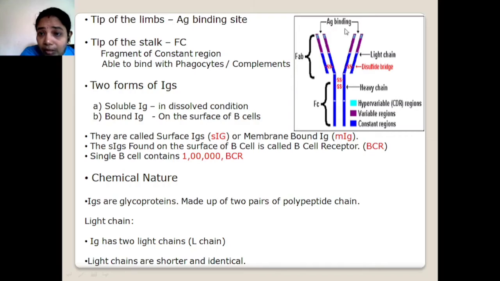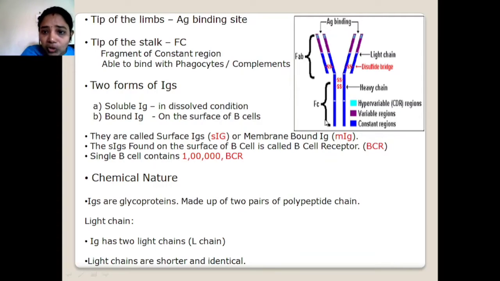The foremost end of the immunoglobulin is the hypervariable region, which can change according to the molecules of the antigen. Then the next one is the variable region. The blue color indicates the constant region. Next, the tips of the limbs are known as the antigen binding site. When an antigen enters our body, the antigen can bind only at the antigen binding site.